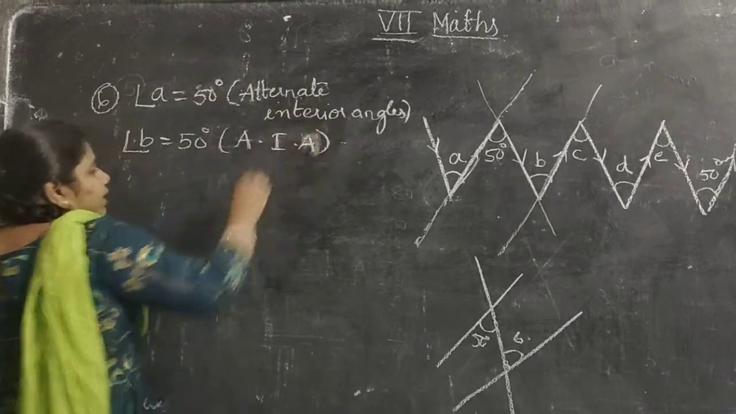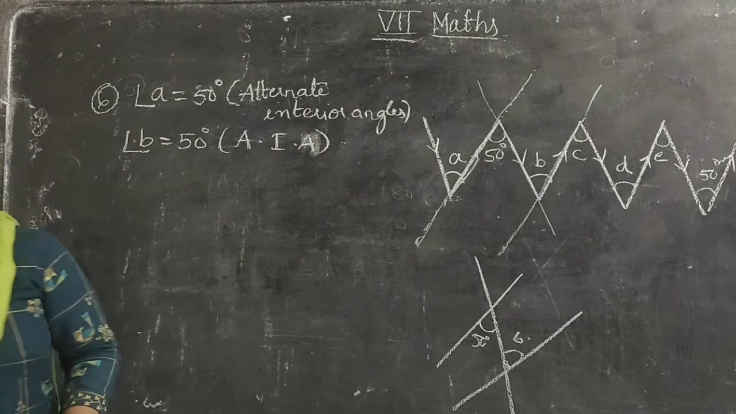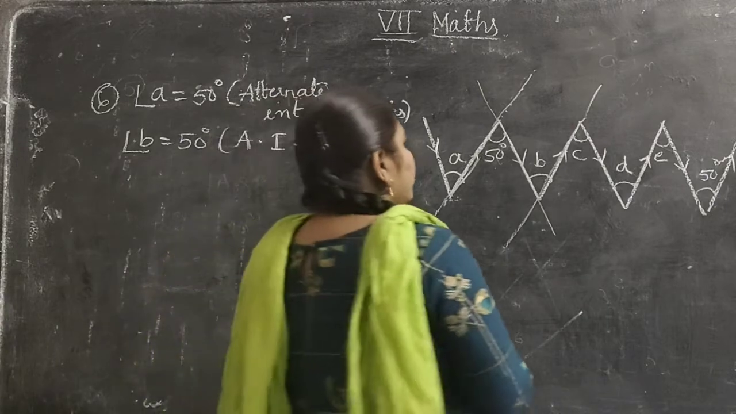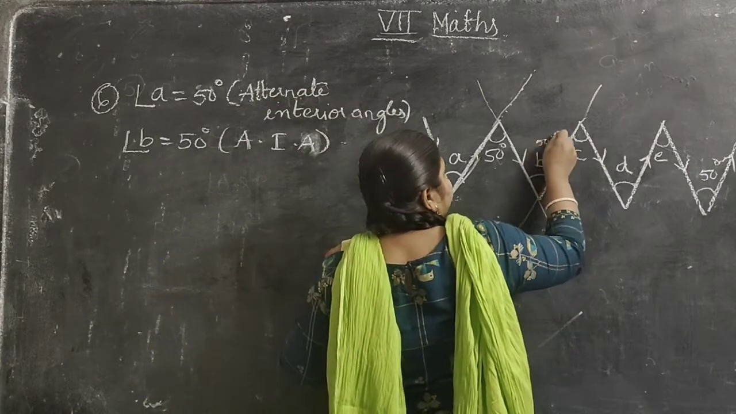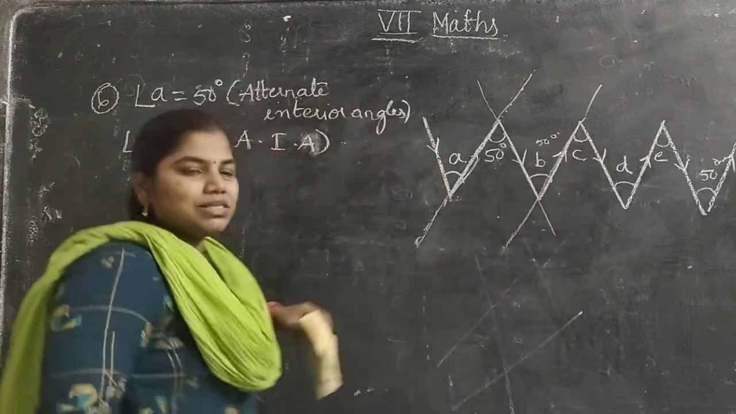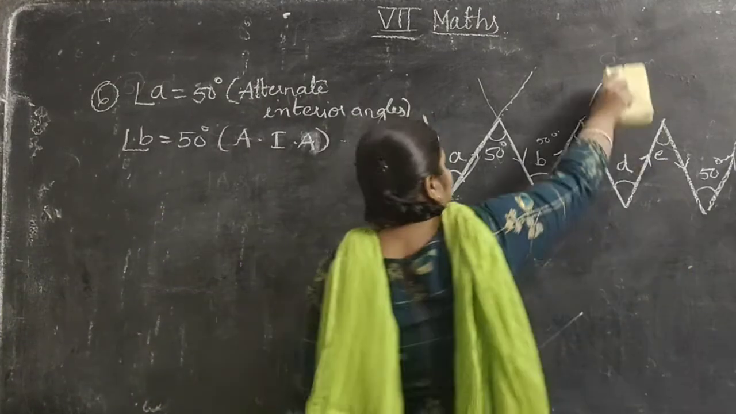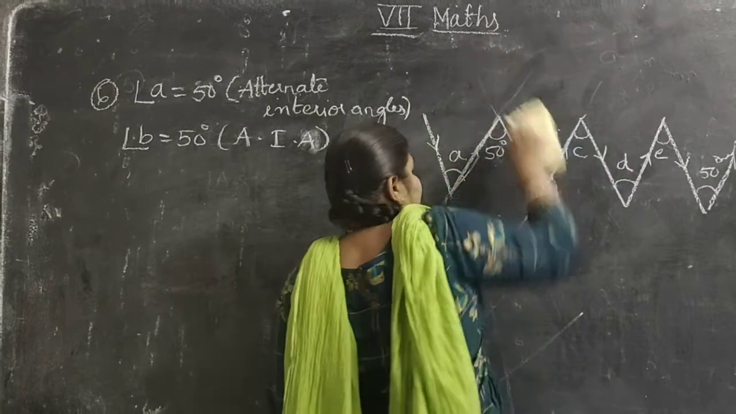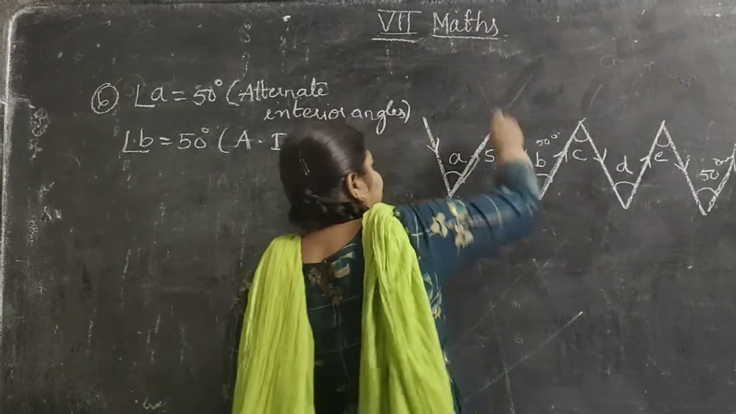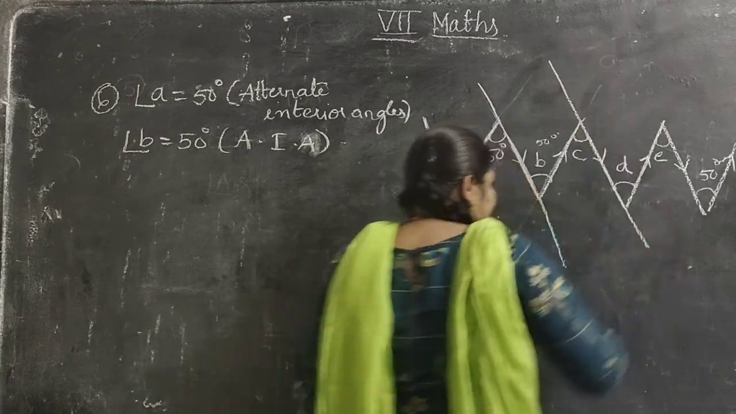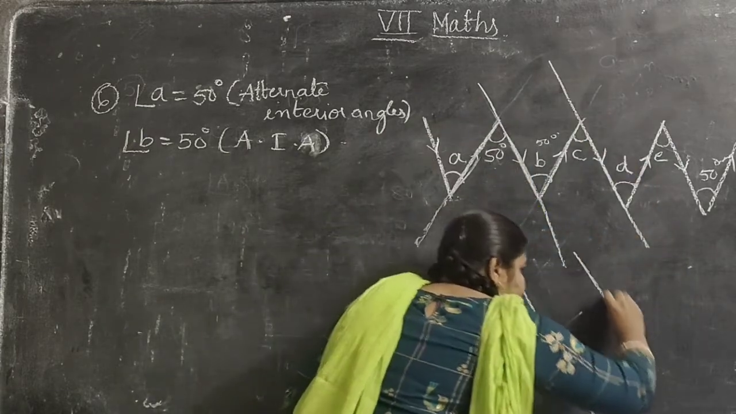Now which angle do we have to find? Angle C. Already we got the angle B value as 50 degrees. In which way can you extend the lines? I am extending in this form and in this form. So these are two parallel lines like this. The figure is like this.